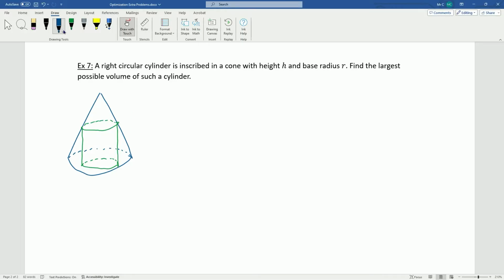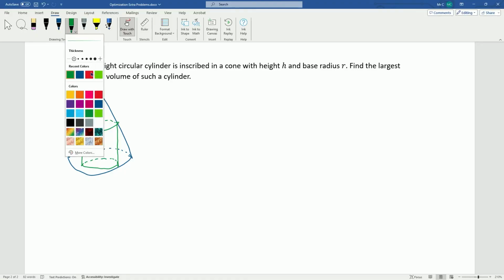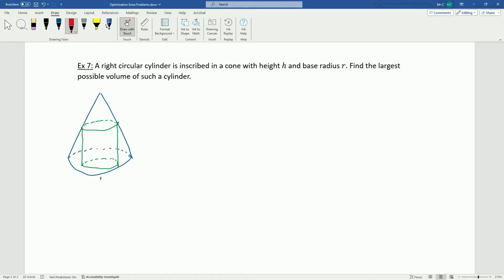Now, normally, when we think about the volume of a cylinder, it's going to be the height times the area of the base, which is, of course, what we're going to use. But we're going to have to somehow write that in terms of one variable only. So that's where things get a little tricky. When we look at this cone, we know it's given that the radius of the cone is r, and the height of the cone is h.